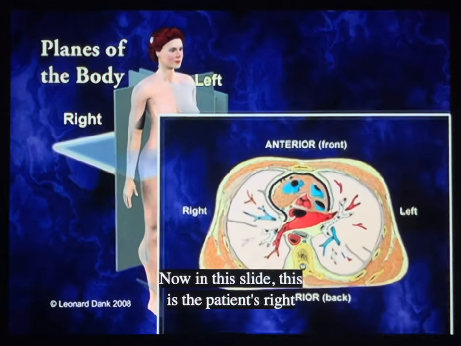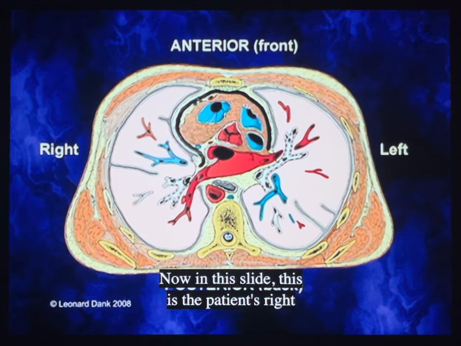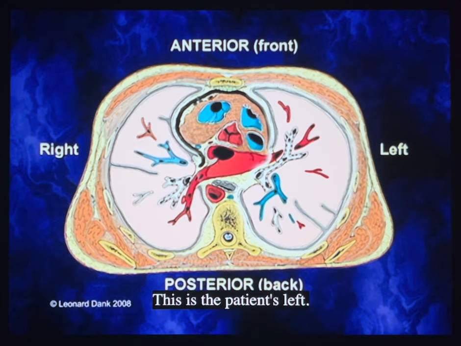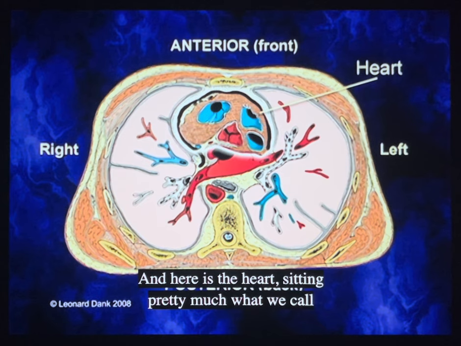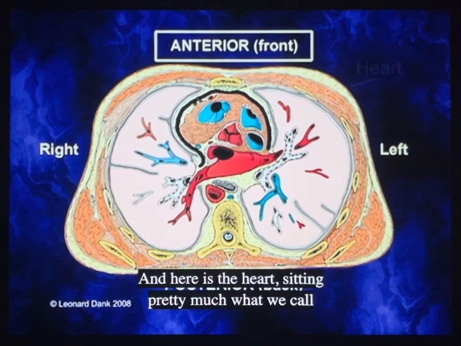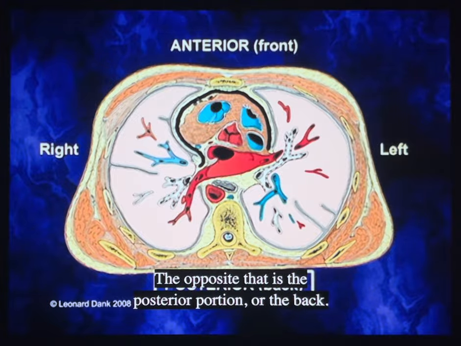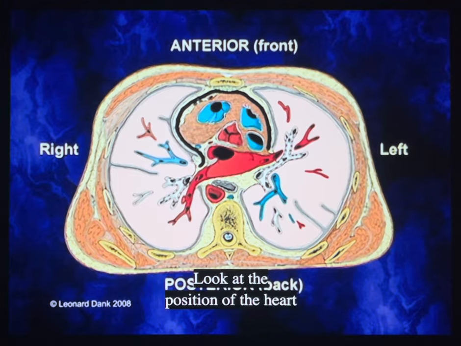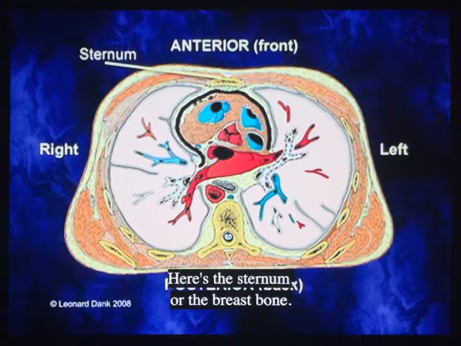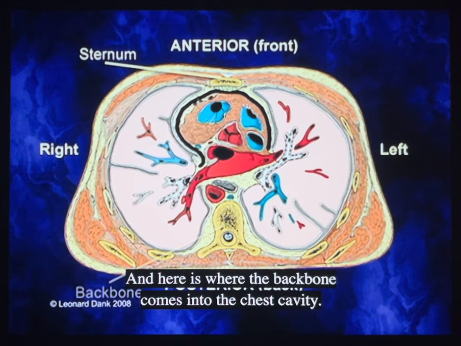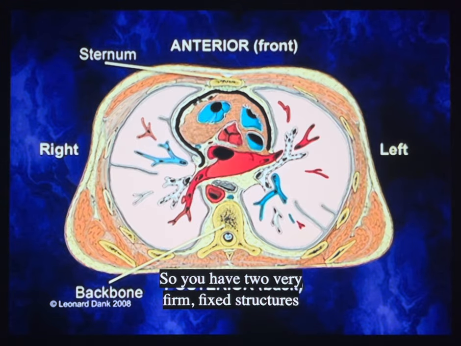Now in this slide, this is the patient's right, showing the lung. This is the patient's left, and here's the heart sitting pretty much what we call anteriorly, or to the front. The opposite of that is the posterior portion, or the back. Look at the position of the heart relative to hard structures. Here's the sternum, or the breastbone, and here is where the backbone comes into the chest cavity. So you have two very firm, fixed structures on either side of the heart.